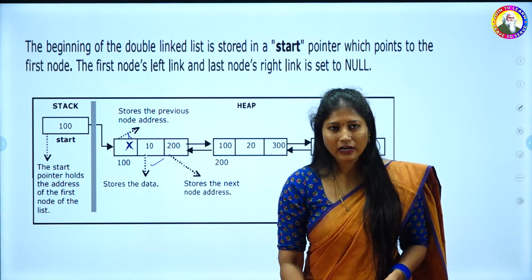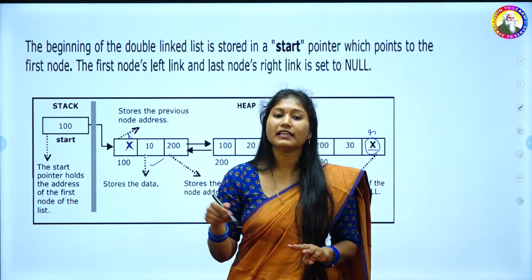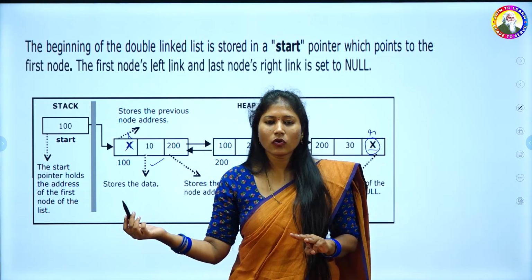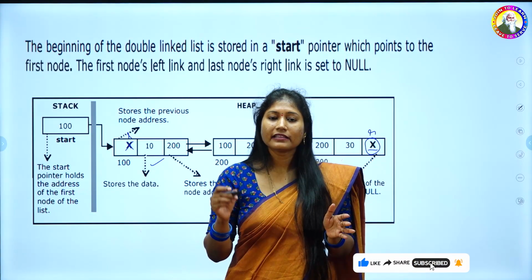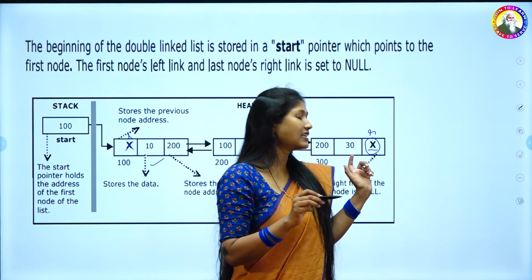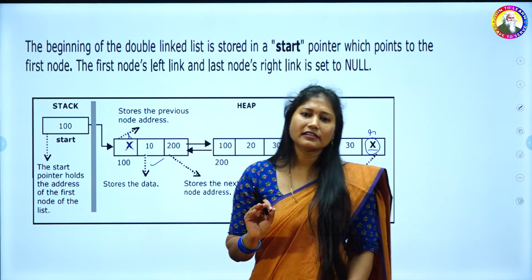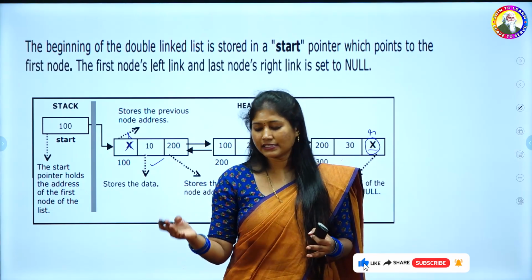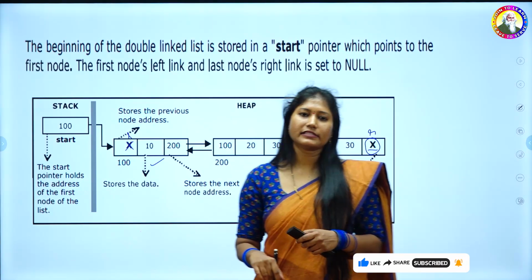So what we have discussed till now: in a double linked list, every node consists of three parts, that is the left link, the data part and the right link. The left link points to the predecessor node and the right link points to the successor node. The first element's previous pointer has the null address, and the last element's next address is marked as null. This is the general definition of a double linked list. And the operations we can perform on it are the same: creating a node, insertion, deletion and traversing.